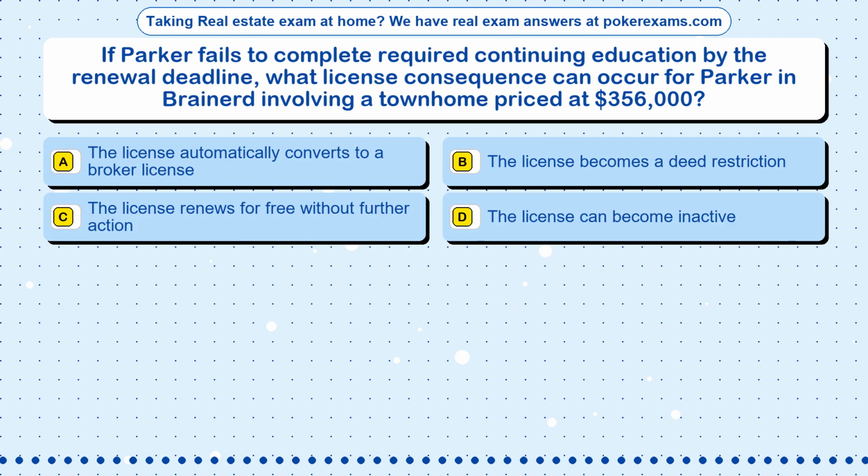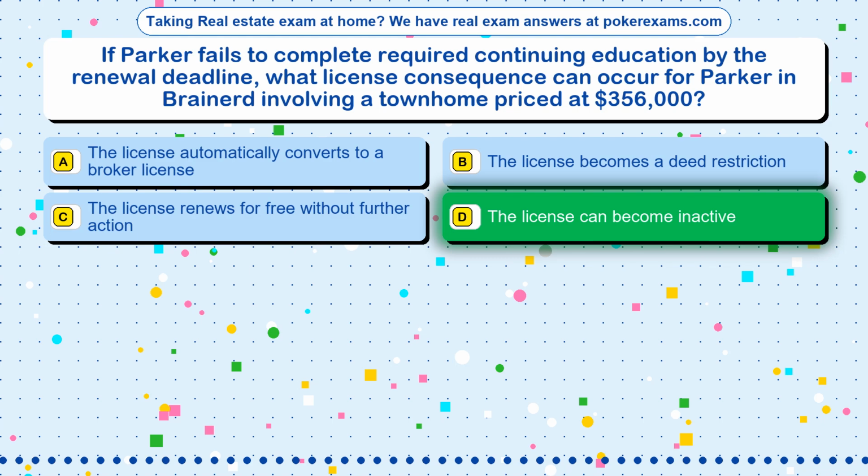Question 72. If Parker fails to complete required continuing education by the renewal deadline, what license consequence can occur for Parker and Brainerd involving a townhome priced at $356,000? Option A. The license automatically converts to a broker license. Option B. The license becomes a deed restriction. Option C. The license renews for free without further action. Option D. The license can become inactive.